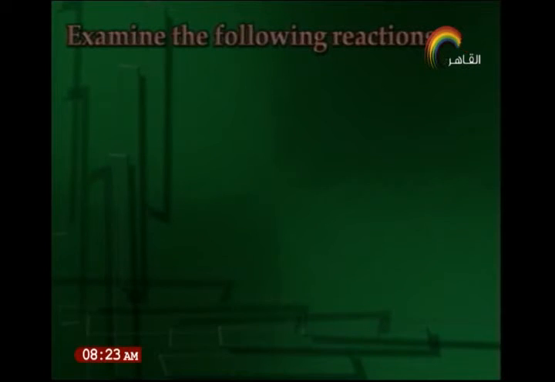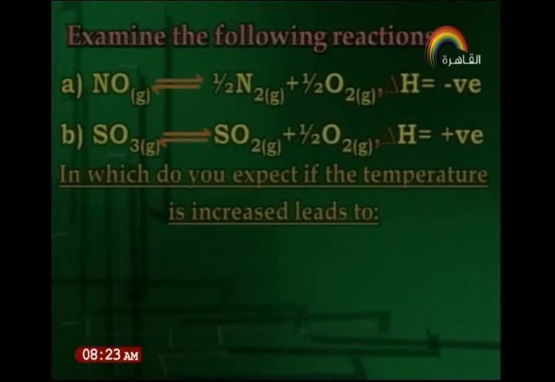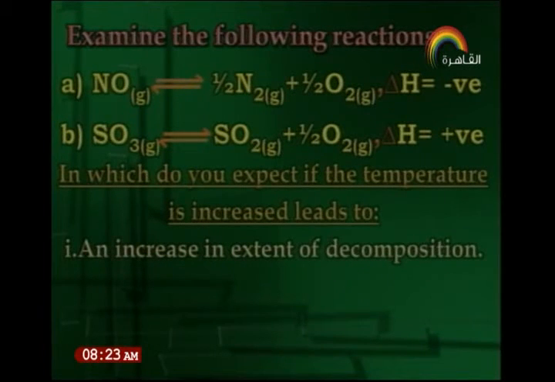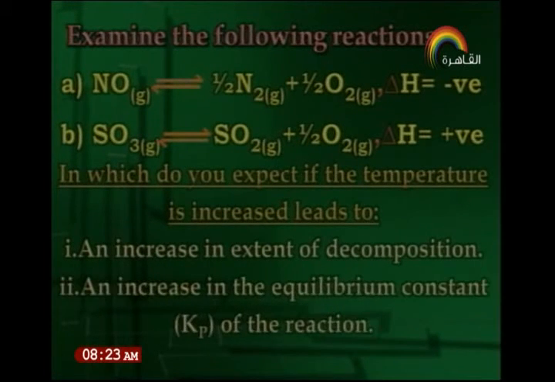Next question, examine the following reaction. NO in equilibrium with half N2 plus half O2, delta H is negative. SO3 in equilibrium with SO2 and half O2, and delta H is positive. In which do you expect, my dear student, that if the temperature is increased, it leads to an increase in the extent of the decomposition or the increase in the equilibrium constant Kc of the reaction? You have to look at the two equations and be careful that the first one is exothermic and the second one is endothermic. So when the temperature is increased, here we find that.